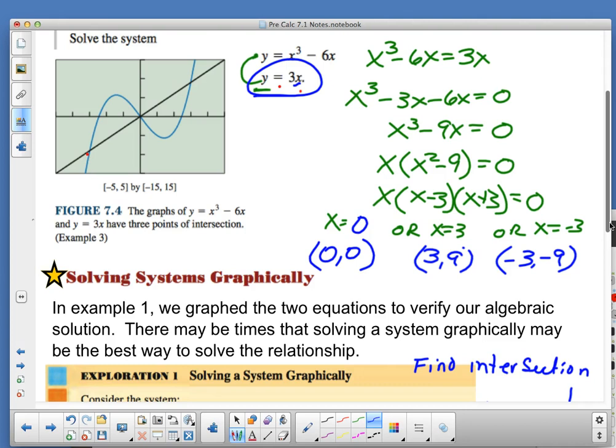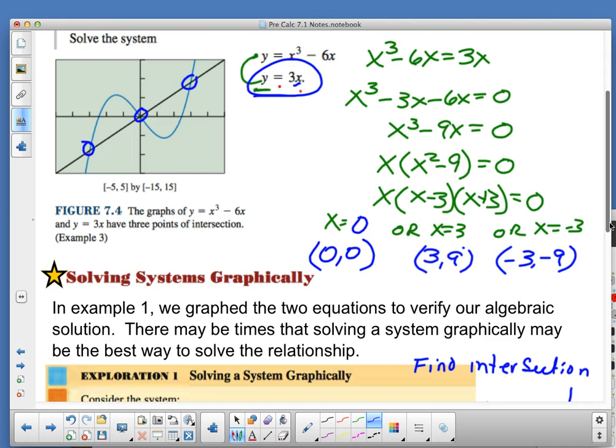Okay, but right here, negative 3, negative 9. Up here, 3, 9, 0, 0. Those are my spots where my answers are. So I have a visual with my calculator, and I can actually trace it. But if you're asked to solve, show your solution, as we're going through.